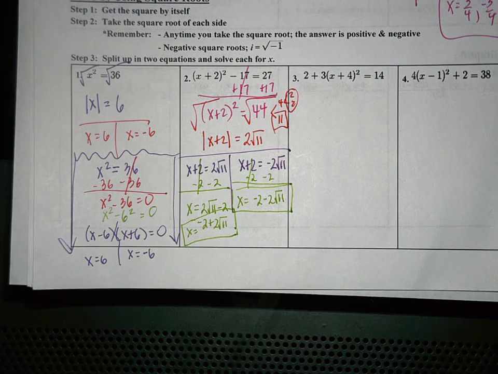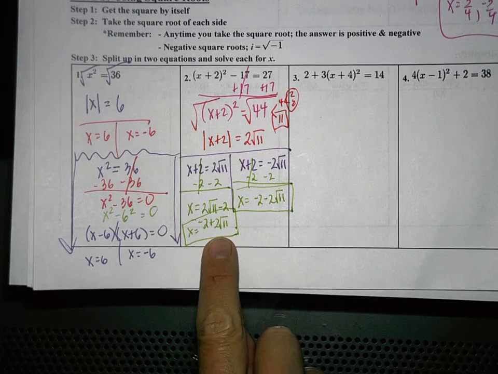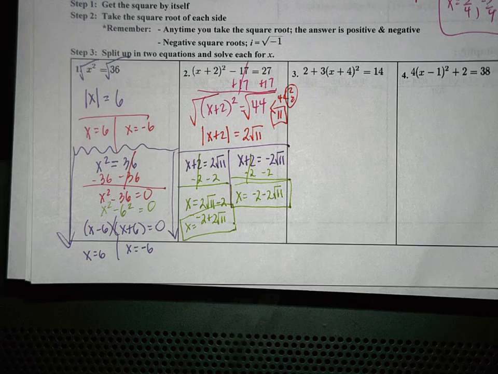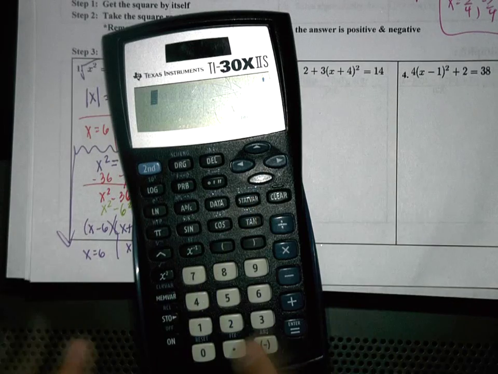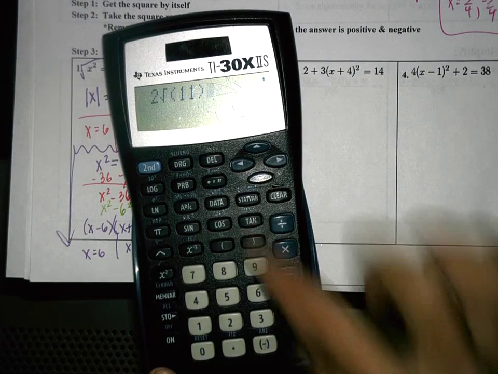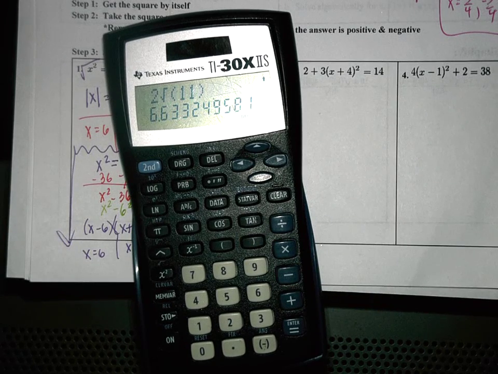Any questions? Say that again. The negative 2 and the positive 2? Because the positive 2 is actually connected with the root 11. And so if you were to put this into a calculator, and I'm just going to show you really quick, because it's not really like a 2 and a root 11 being added, they're actually being multiplied. So if you have 2 square root 11, that actually equals the number 6.63.